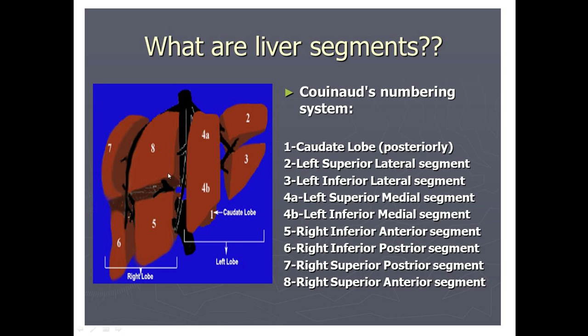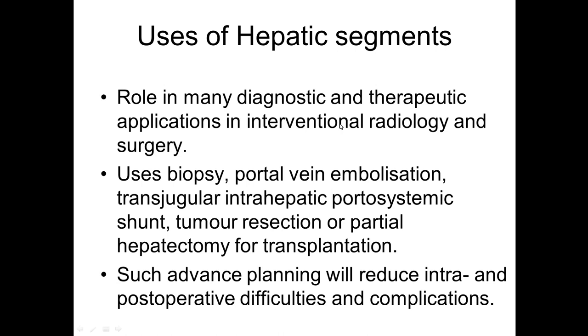It is easy to remember, don't worry, just have a look every day at all the numbers, then you can memorize this way. Just give 2 minutes to this diagram. So these are the 8 segments given by Couinaud's numbering system. And why have we divided this? Why do we need such a division?